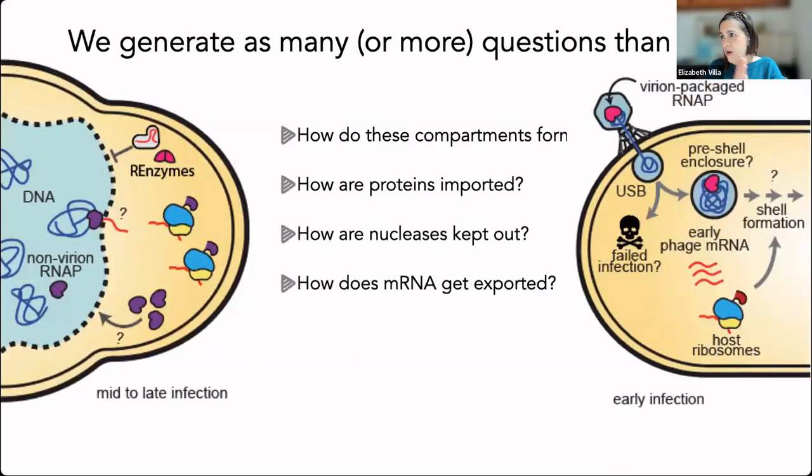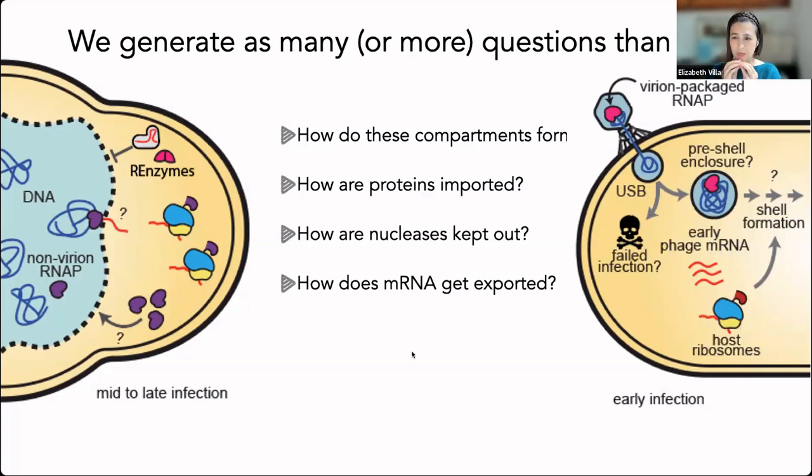So just to be mindful of time, I hope that I've shown you that besides doing in situ structural biology to some extent, we really like this project because it's really allowed us to make discovery. These are projects that we're following right now. How do these compartments initially fold? Obviously, how are the proteins imported while nucleases are kept out? And then how does mRNA get exported?